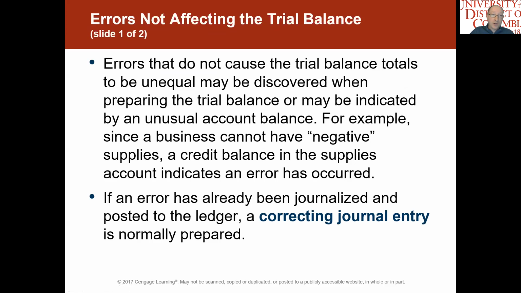Errors that do not affect the trial balance, but they could have other impacts. Errors that do not cause trial balance totals to be unequal, but may be discovered in preparing the trial balance, such as if there's a negative supplies account, that means I must have entered a credit instead of a debit, that type of thing. If it's already been journalized, you can enter what we call a correcting journal entry.